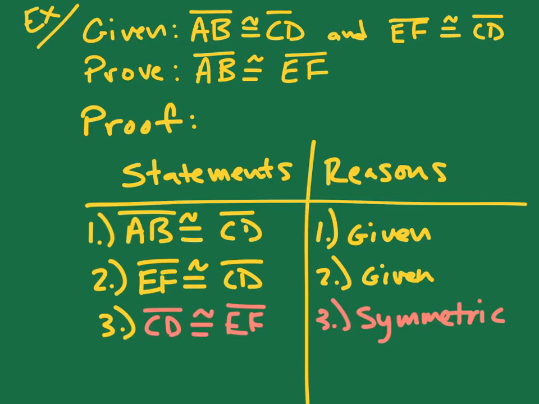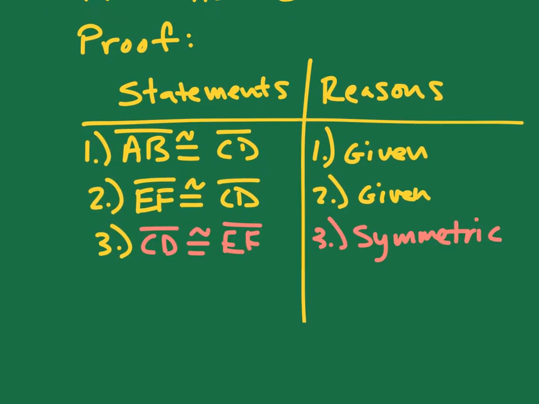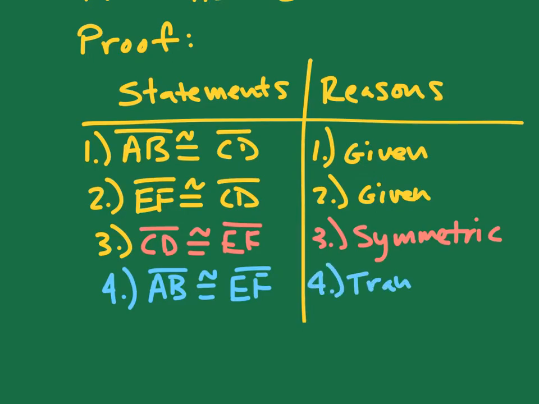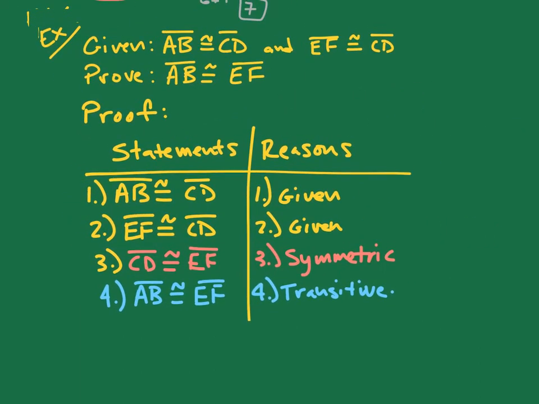All right, so that's the symmetric property. Now what I know is that AB is congruent to CD, CD is congruent to EF, therefore my fourth and final statement is that AB is congruent to EF. And I can make this conclusion and jump from these steps to this step by saying that this is the transitive property. All right? And now that I've completed this proof and gone from my given statements down to my prove statement, I have proven this to be true.